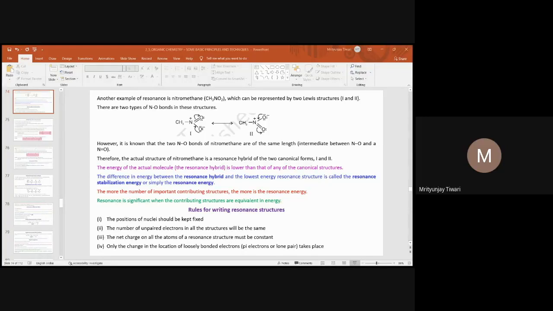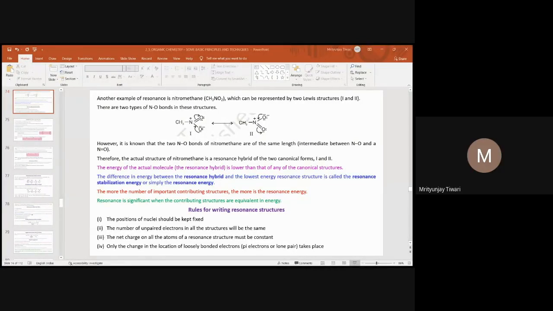So if there are two resonance structures, and you compare the number of covalent bonds in the two structures, the one with the higher number of covalent bonds will be more stable, and it will contribute more towards the resonance hybrid. However, if you cannot distinguish them just by looking at the number of covalent bonds, then we look at the second rule: the structure with all the atoms having an octet of electrons.